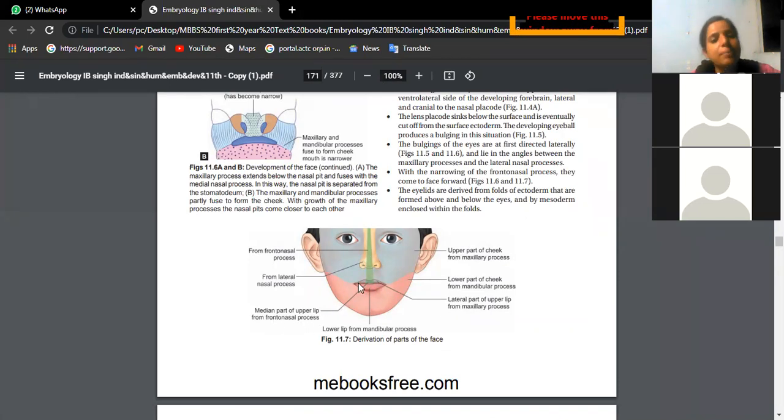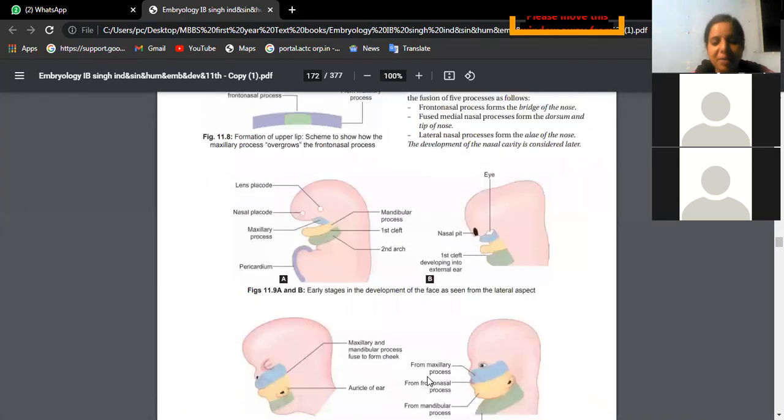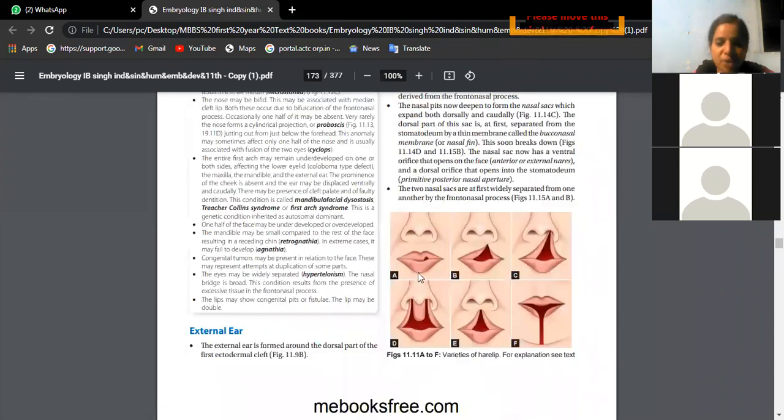Suppose they are not fusing, then a gap remains. That is what is called a cleft. So you can just draw different degrees of clefts. Draw a rough diagram of varieties of hair lip. The maxillary process of the left side has not properly fused. The frontonasal process is not properly fused. And there may be a gap which continues up to the nostril. We are finding different varieties of hair lip.